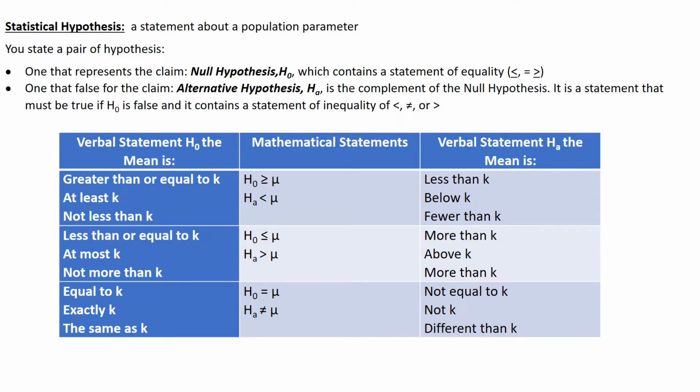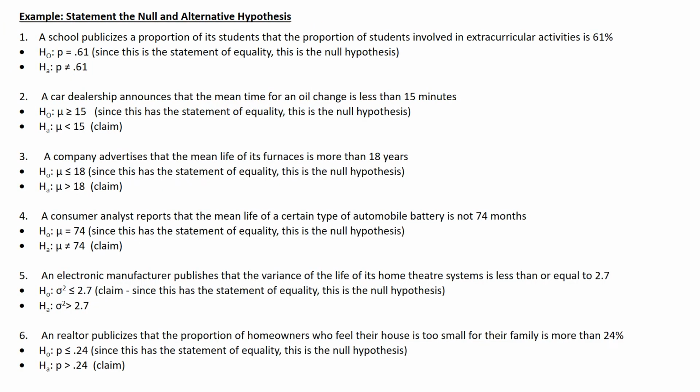We're going to have a lot more practice with this, but I want to get you familiar with this first. Let's look at some statements. Actually, we call these claims, and what the null and alternate hypothesis would be. A high school publicized that the proportion of its students involved in extracurricular activities is 61%. Anytime you have the word is or exactly, that is an equal or not equal. So the null hypothesis, H sub 0, is p equals 0.61, which means the alternate is p is not equal to 0.61. And again, remember the null has the equality statement.